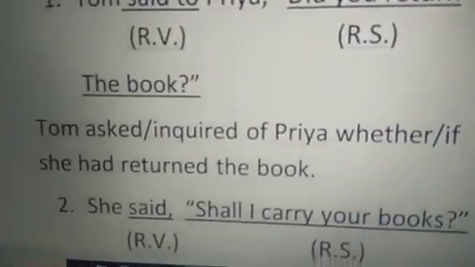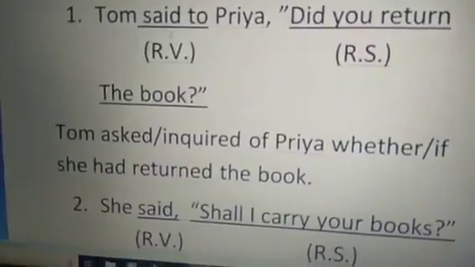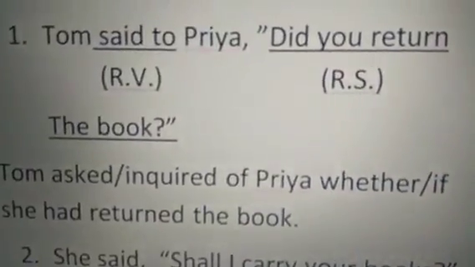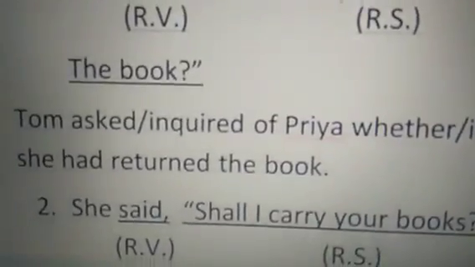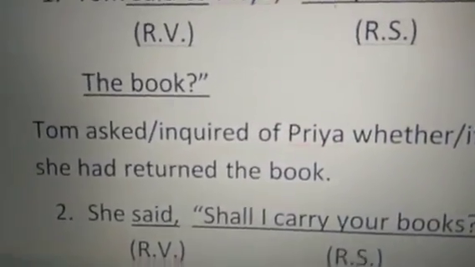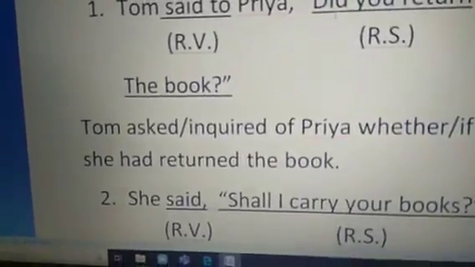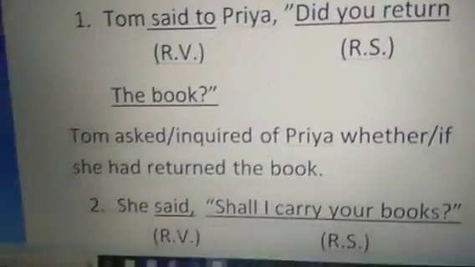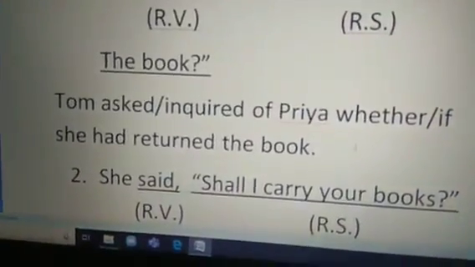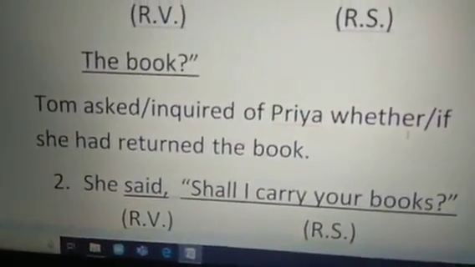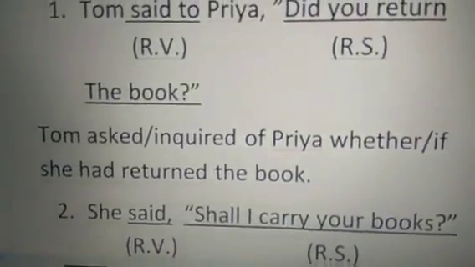Now, when the reporting verb is in past tense, then obviously the tense of the reported speech will have to be changed. As far as the reported speech of this particular sentence is concerned, this one is beginning with a helping verb. When the reported speech begins with a helping verb, then in indirect form, the conjunctions whether or if will have to be used. And yes, the tense of the reported speech will also be changed as per rule.